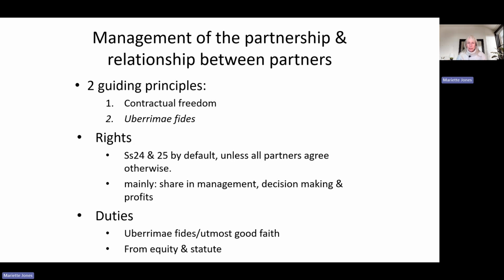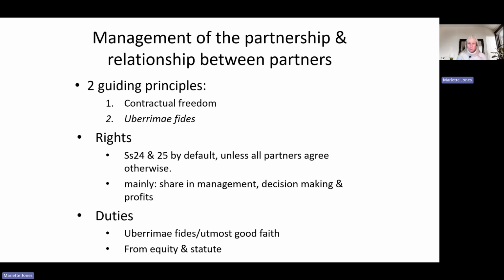Two key principles govern partnership relationships: contractual freedom and the utmost good faith, or the Latin for that is uberrimae fidei. Unless otherwise agreed, the default rules under sections 24 and 25 of the Partnership Act apply. These give partners equal rights in the management of the partnership, in decision-making, and in profit sharing. Partners also owe duties of the utmost good faith to one another, meaning that they must act honestly, fairly, and disclose relevant information.